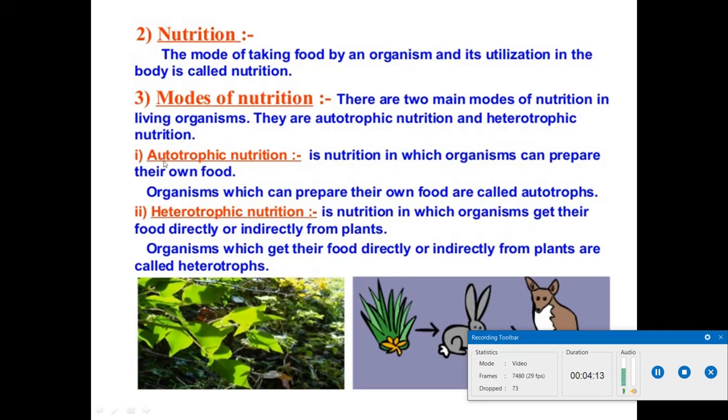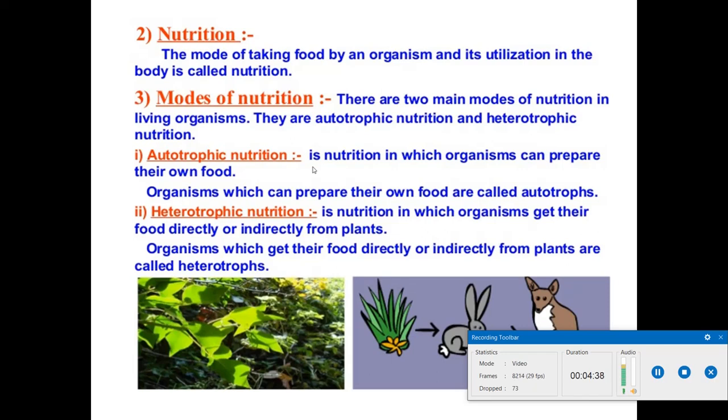Autotrophic is derived from the word auto and trophos. Auto means self, trophos means nourishment. Getting self-nourishment is termed as autotrophic nutrition. It is a type of nutrition in which organism can prepare their own food.